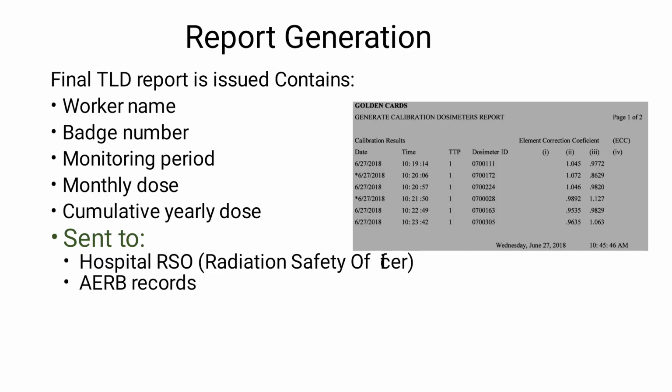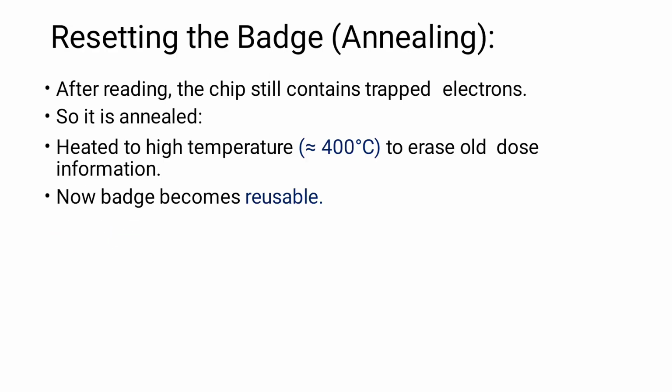So if it is the January to March period, the first reading will be there. Next, on the April slot, they will give the next reading along with the January one, and on the fourth reading, they will give the total dose of the last consecutive 9 months. So next is who is receiving these reports. These reports are always available to the RSOs of the hospital, and also a record is maintained by the AERB.